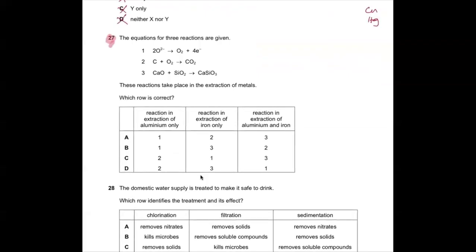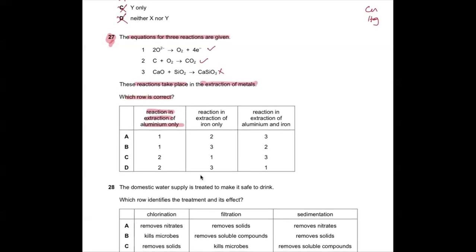The equations for the three reactions are given. These reactions take place in the extraction of a metal. Which row is correct? Reaction in extraction of aluminium only. So for aluminium, if you recall, the first reaction occurs, the second reaction occurs because, due to high temperature, carbon reacts with the oxygen, reacts with the electrodes to give you carbon dioxide, but the third doesn't occur. So it means there are two reactions. So A and B go wrong.